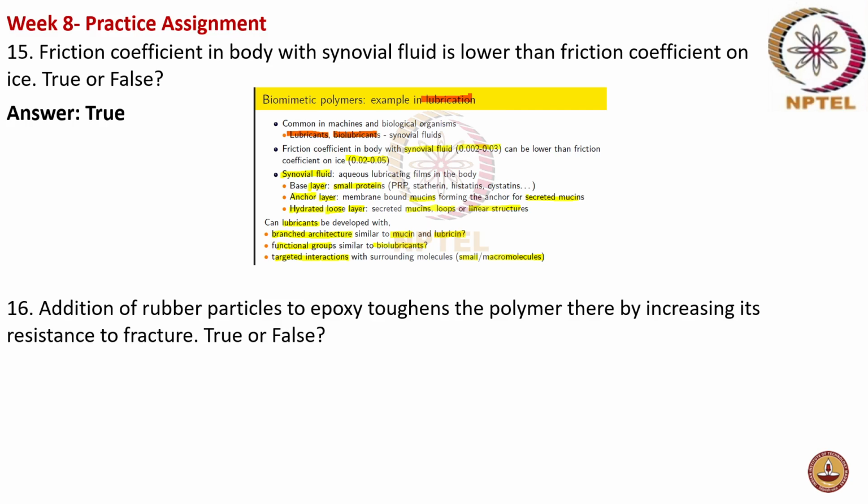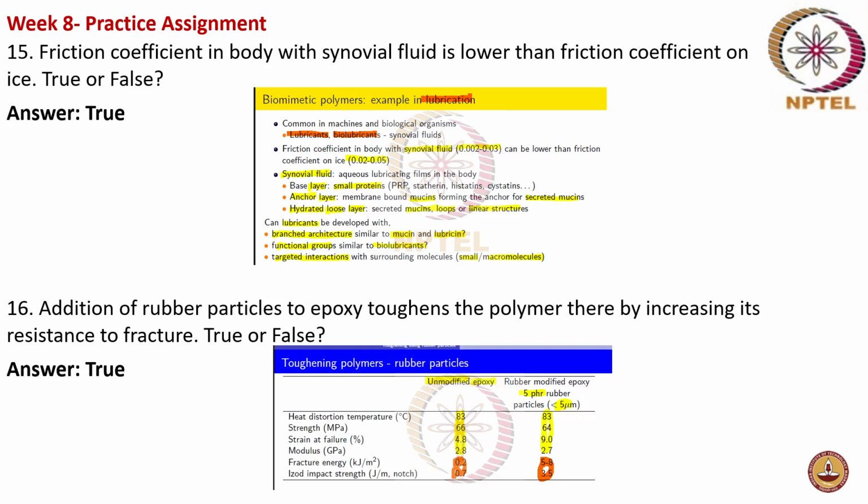Addition of rubber particles to epoxy toughens the polymers, thereby increasing their resistance to fracture. Is it true or false? It is true. Rubber particles are added to epoxies to toughen them. So what happens when you add rubber particles? You could see the data for unmodified epoxies and epoxy with about 5 phr of rubber particles of size less than 5 micrometer.